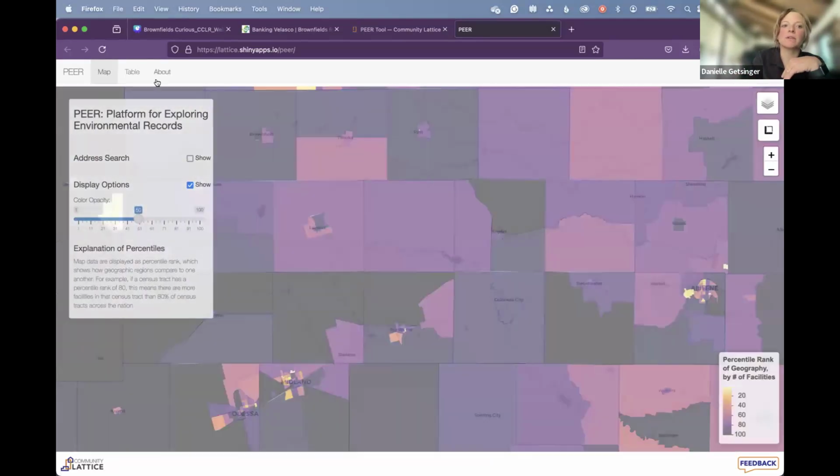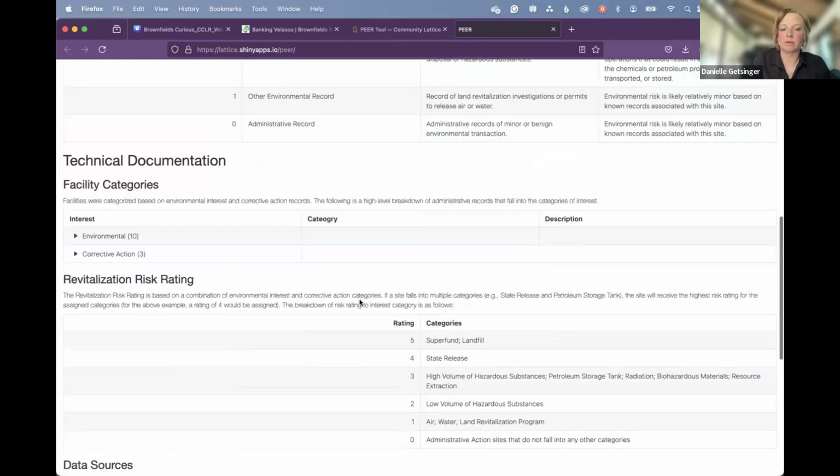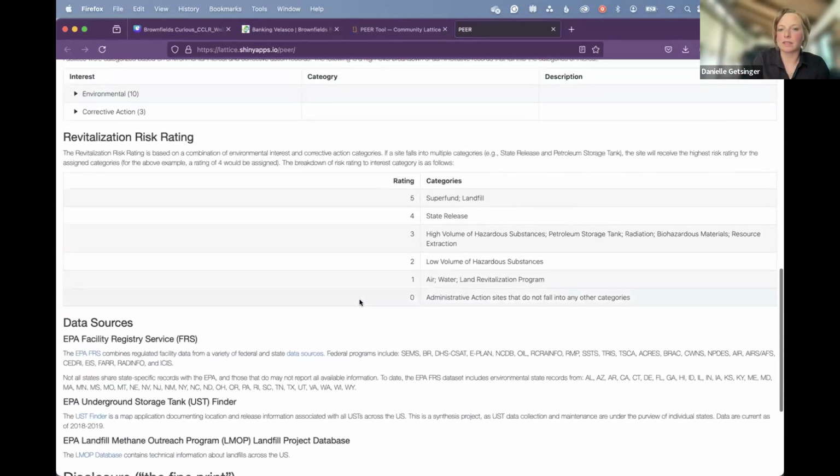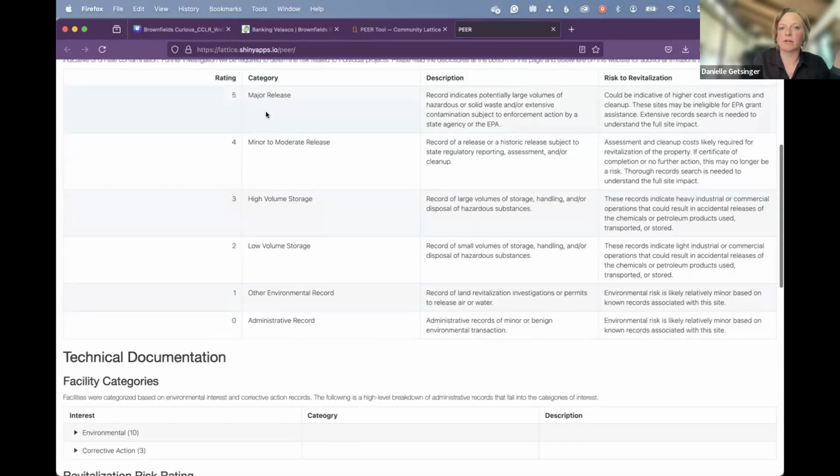But check this out. There's an about section that will explain what this is relative to this type of environmental record and also its risk. And the risk being defined by the likelihood of encountering contamination on the site. Major releases, you're going to find it. But storage of chemicals might not have been released.